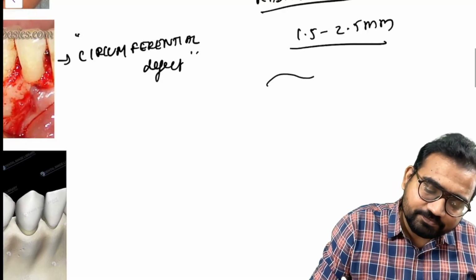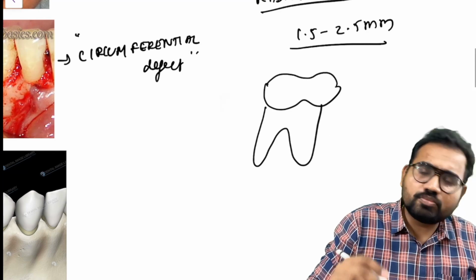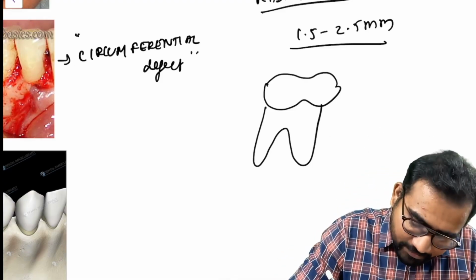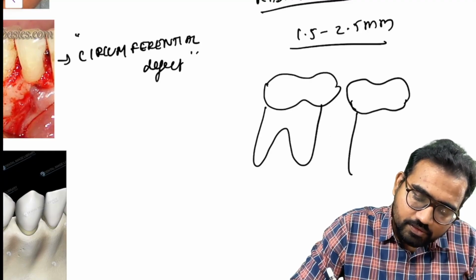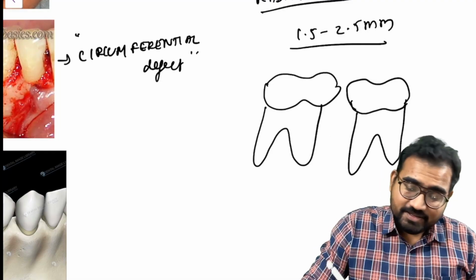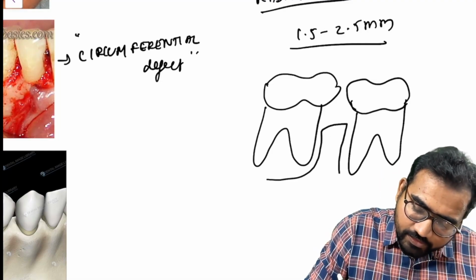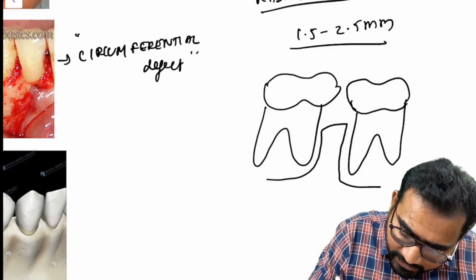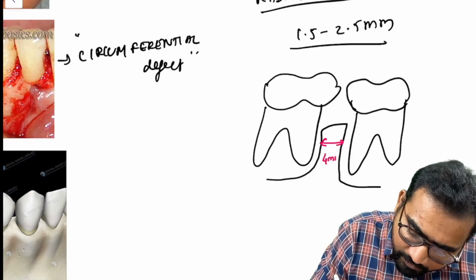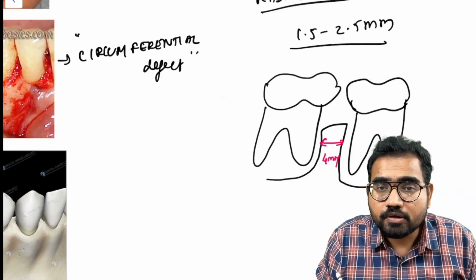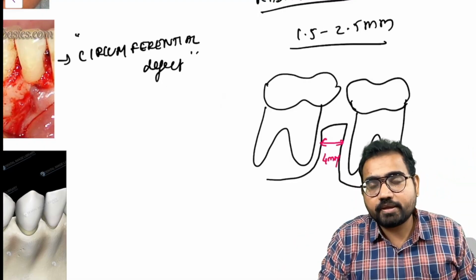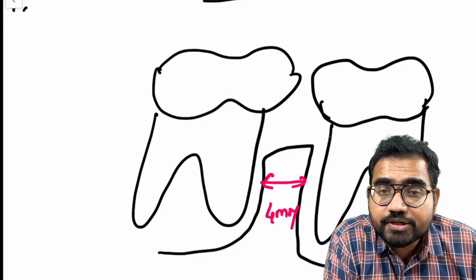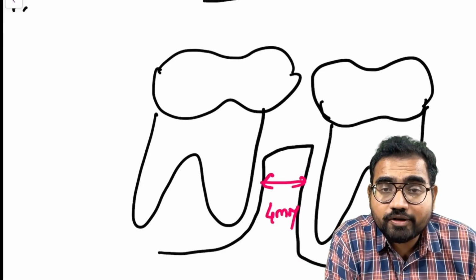Now just imagine a posterior tooth. Most of the time the posterior tooth will have a broader interdental bone, right? Say for example there is an interdental bone here. This is my posterior, and I'm having interdental bone. Let us assume that it is 4 mm. Now use your common sense and tell me, what type of bone loss can I expect here, considering the radius of action?